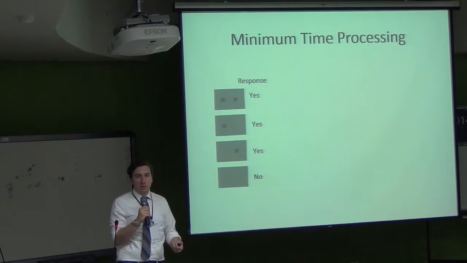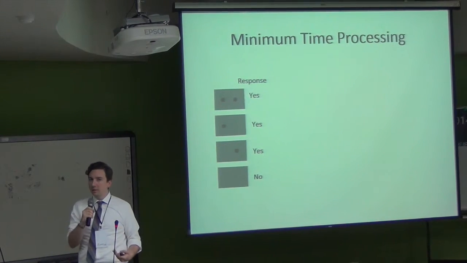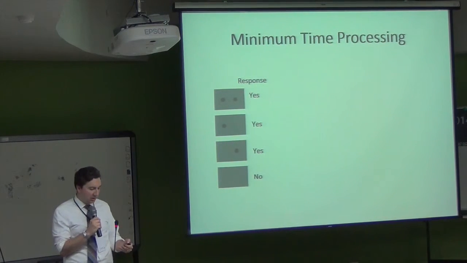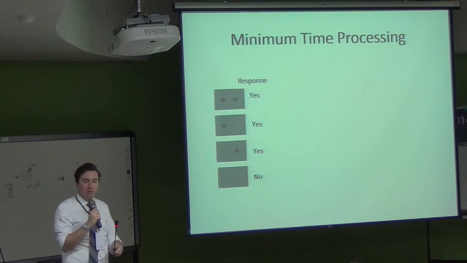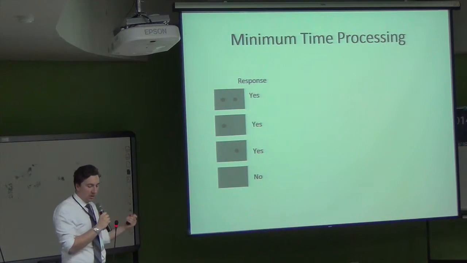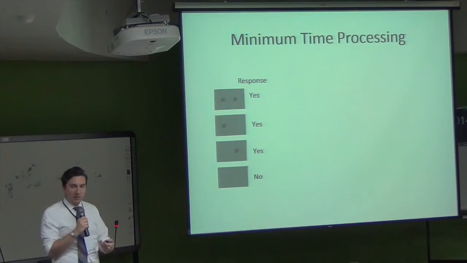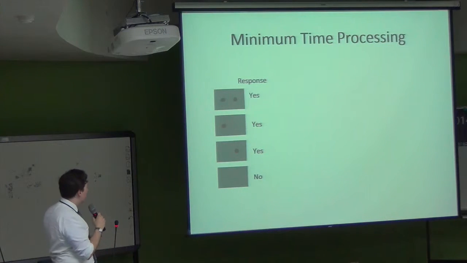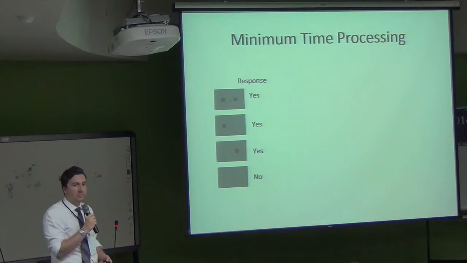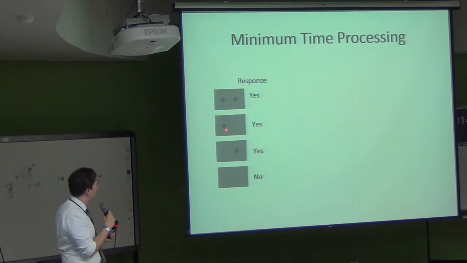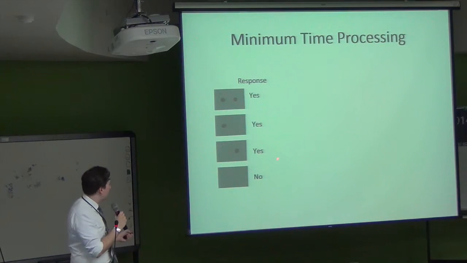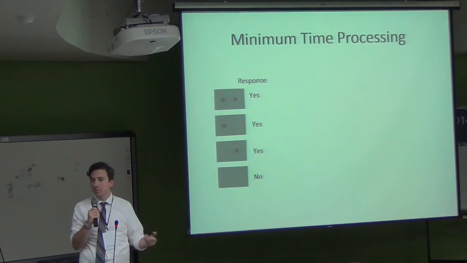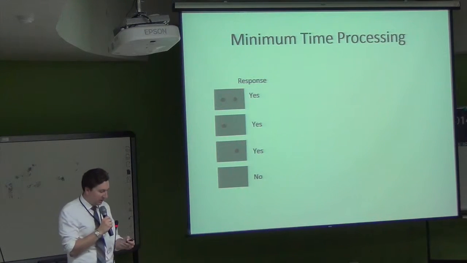To do that, I need to introduce the idea of capacity. In particular, I need to introduce the idea of minimum time processing. So I'll present you with a simple task that you can use to kind of think about these ideas. In this particular task, what your goal is to say yes anytime you detect the onset of a dot. The dot can appear either on the left or on the right, or it can appear in both locations, or it might not appear at all. If it doesn't appear at all, you have to respond no, nothing was detected.